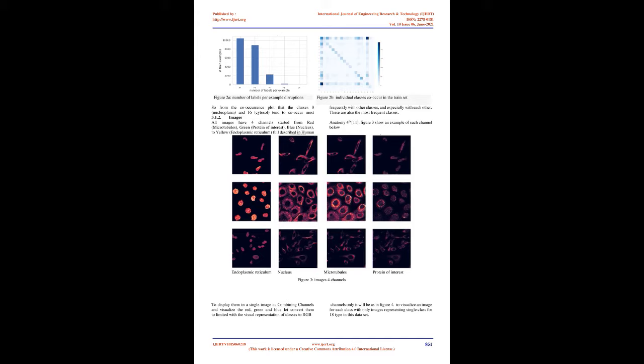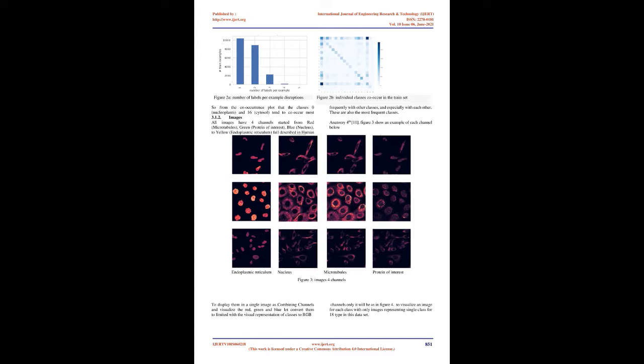Disruptions. Figure 2b, individual classes co-occur in the train set. From the co-occurrence plot, the classes 0, nucleoplasm, and 16, cytosol, tend to co-occur most. 3.1.2. Images. All images have 4 channels: red, microtubules; green, protein of interest; blue, nucleus; and yellow, endoplasmic reticulum, fully described in human frequently with other classes, and especially with each other. These are also the most frequent classes.